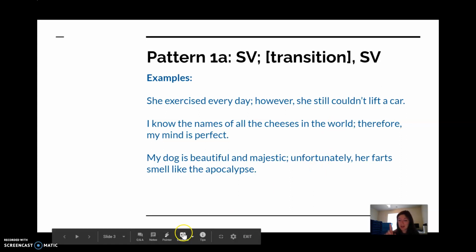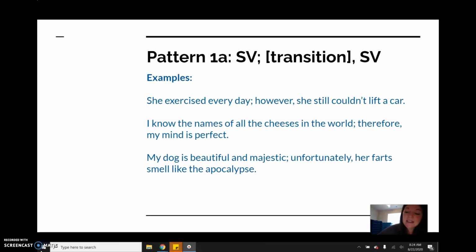Hold on, my dog wants something. I'll be right back. So let's see this sentence structure in action.